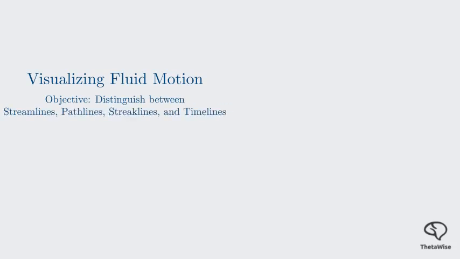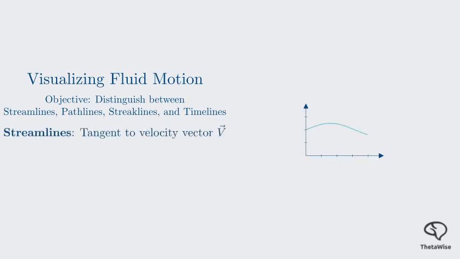Next, we need to visualize how fluids move over time. We use 4 distinct types of lines to describe flow patterns. Our objective is to distinguish between streamlines, path lines, streak lines, and timelines. First, streamlines. These are lines that are everywhere tangent to the velocity vector at a given instant. They give us a snapshot of the flow direction. The governing equation for a streamline in 2 dimensions is dy over dx equals v over u.